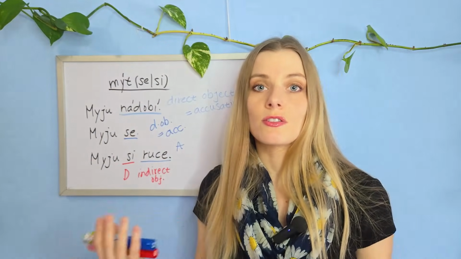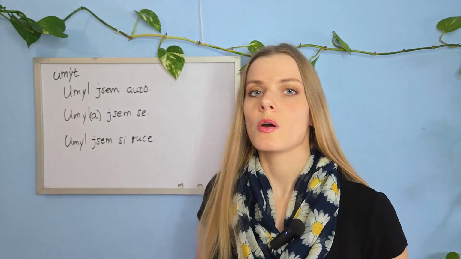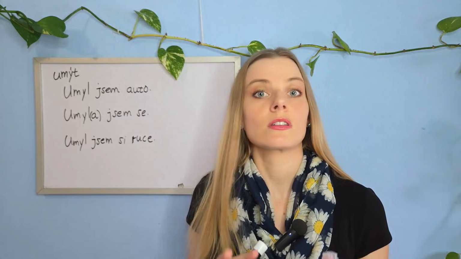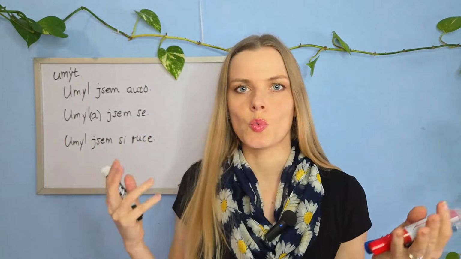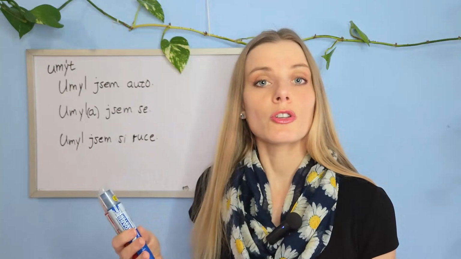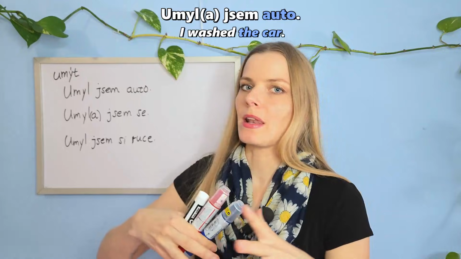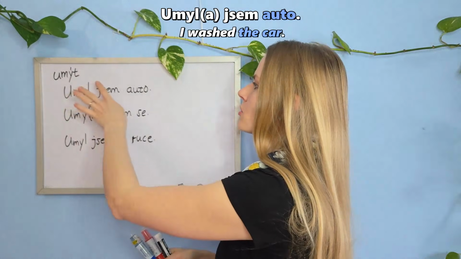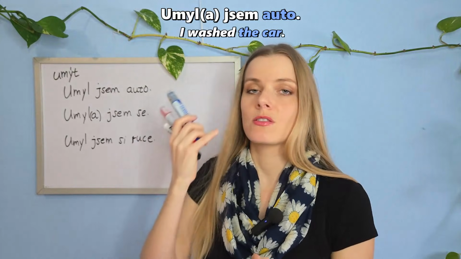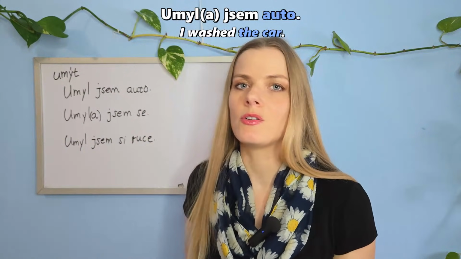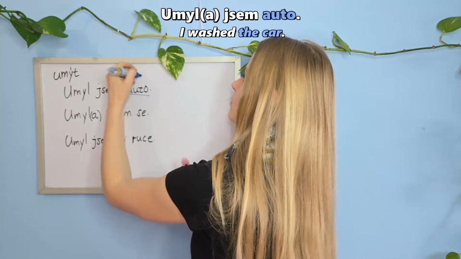Now, I believe this is not enough, so let's see more examples. I also want to show you how it works in the past tense. It works exactly the same. So, for example, the verb umýt, which is also to wash, but it's perfective. To wash as a complete action. Umyl jsem auto, or umyla jsem auto, means I washed the car. We don't know, is it my car? It's just a car, or the car. Umyl jsem auto. And the object, the direct object, is auto.